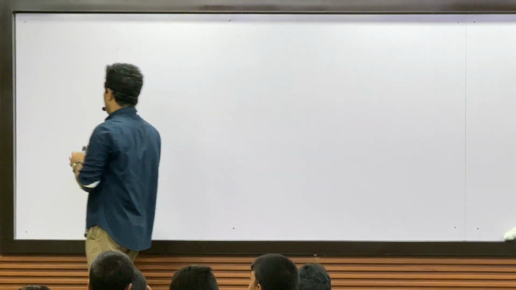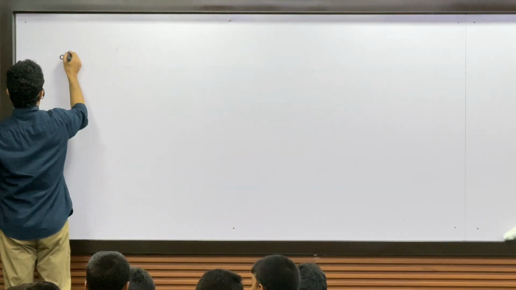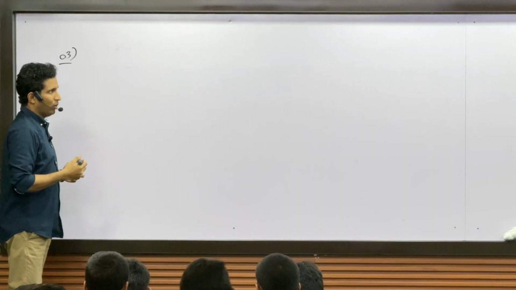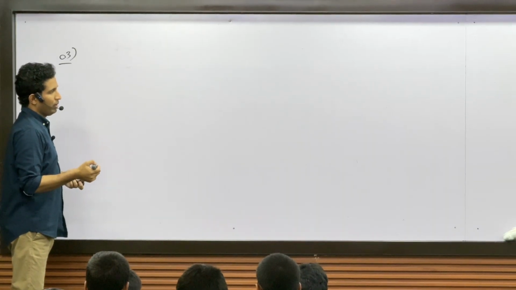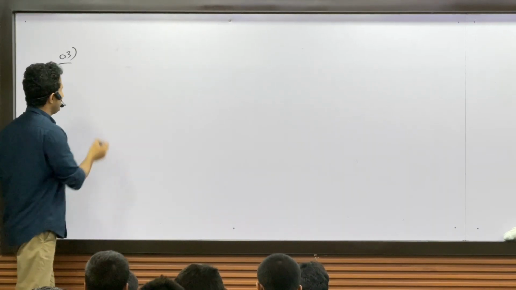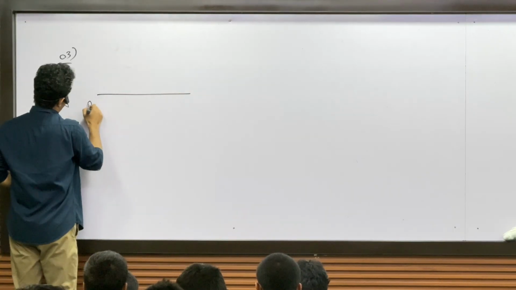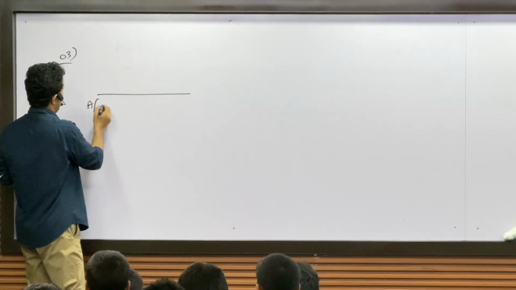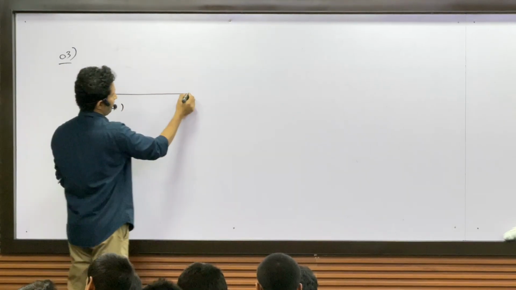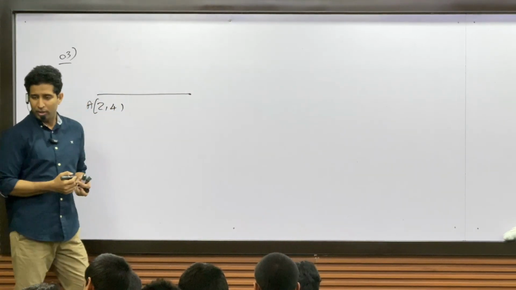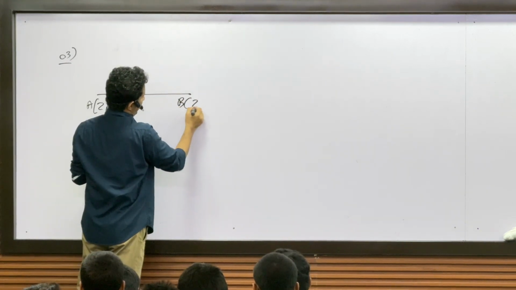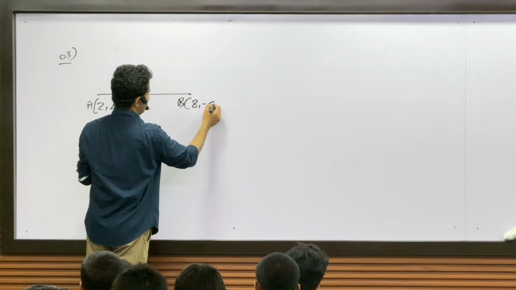Question number 3. Now here they ask, find the equation of the locus where AC equals CB. Now what are the coordinates of A? A is (2, 4). B? Sorry? B is (8, minus 6).